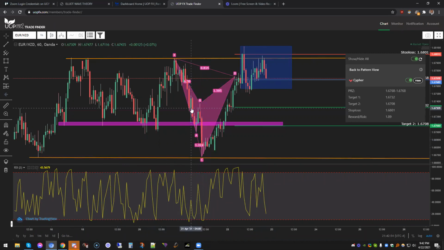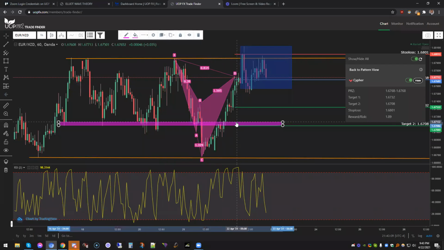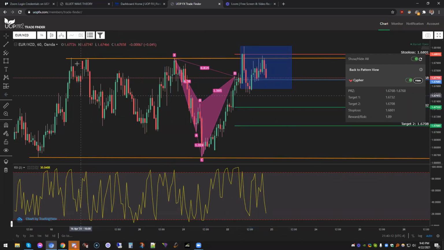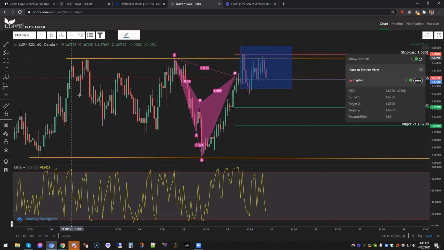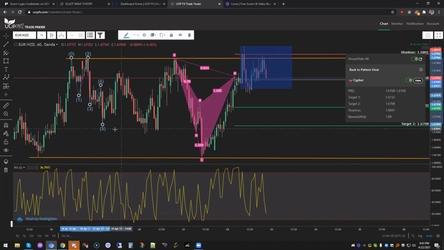I don't look at price in that way. This is a trading method mainly for support and resistance traders. I look at price with pattern formations. So if I remove this, I would look at price like this. We have 1, 2, 3, 4, 5, and this would be Elliott wave. So this is a 5-wave move to the downside.